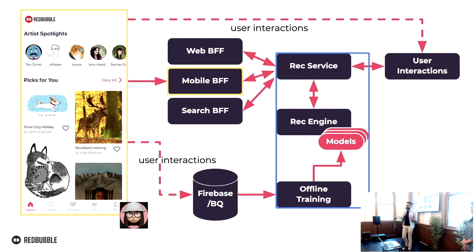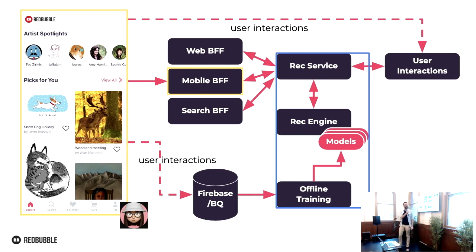This is a very abridged version of the architecture that we use to provide these recommendations. On the left we have the iOS app, and I'll go through sort of a brief, see if I can get the laser pointer going. It's not really visible, is it?